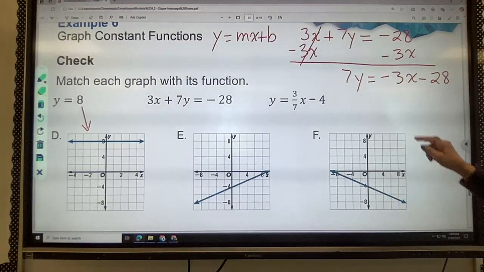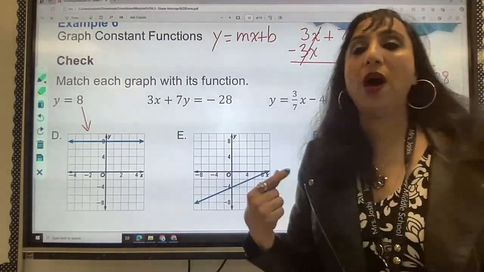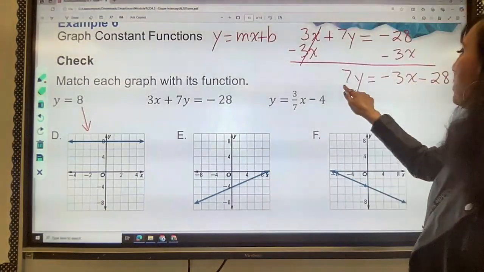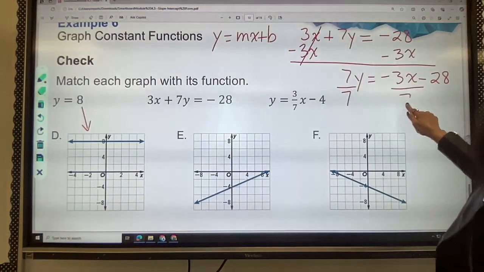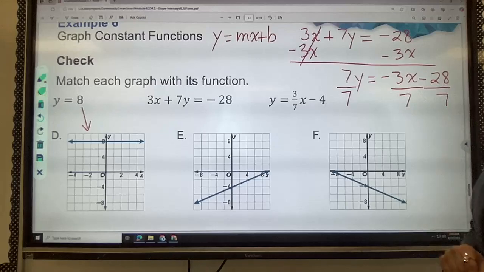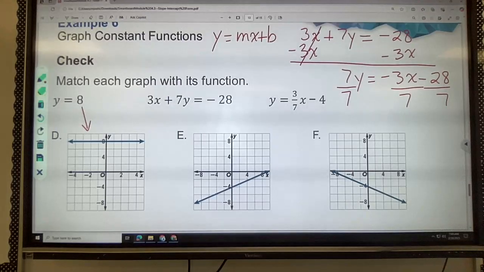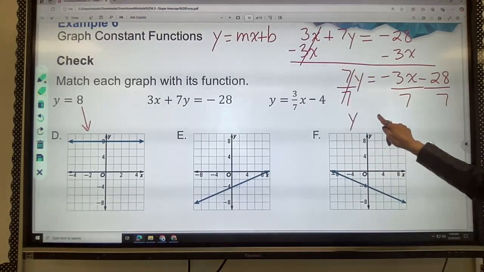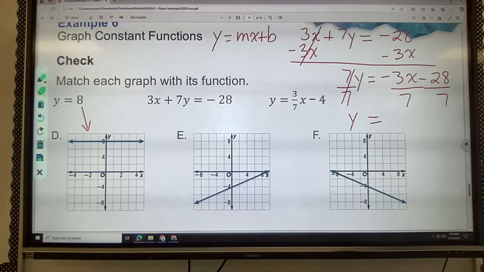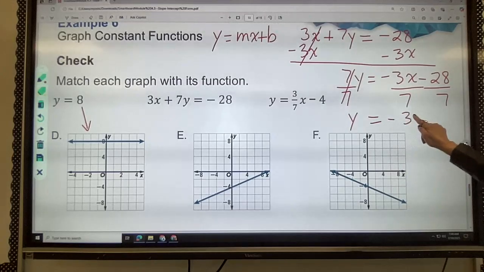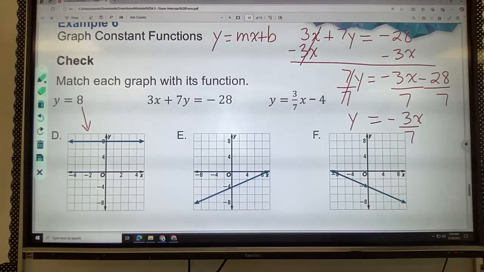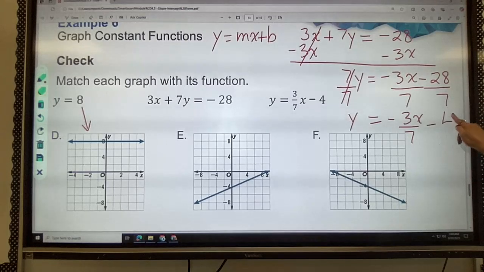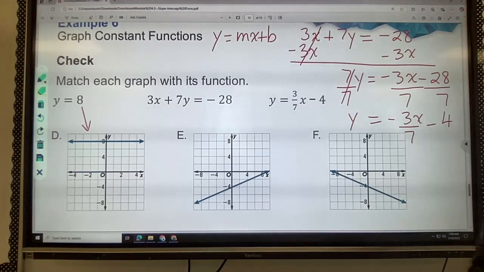Right? And then I can see it's 7y. So I have to use now the division property of equality and divide both sides by 7. Right? I'm dividing by 7. That's what I'm doing. And so what am I left with? I'm left with y, because this is 1, is equal to -3x over 7 minus 4 times 7 is 28. Negative by positive gives me negative.